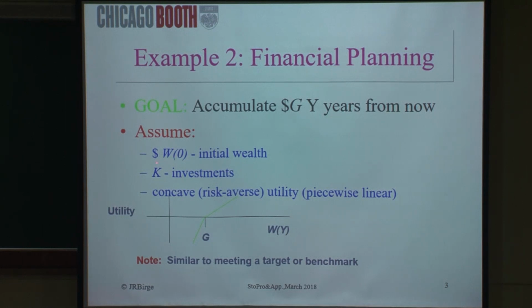So what I'm going to assume is that I start with a certain amount of money right now, W0. So I start with a given wealth, and then I make investments over time. So I take the money that I have, I invest in different assets. Those assets have different returns, and then I try to get to this. I want to get to that benchmark. So I want to get to that target.